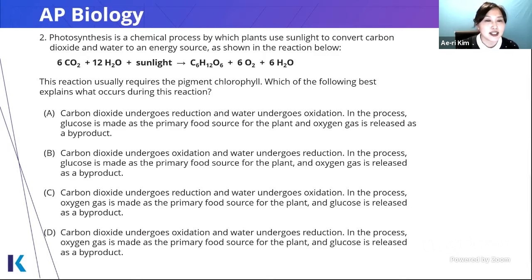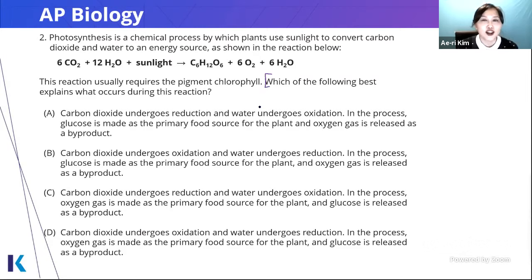So here is something that is probably pretty familiar. You've got the reaction for photosynthesis here, this time nicely balanced, which I didn't do earlier. And it tells us it requires chlorophyll. So you should be thinking, got it, I already know this stuff, skip. Okay, so this question is asking which of the following best explains what occurs during this reaction?